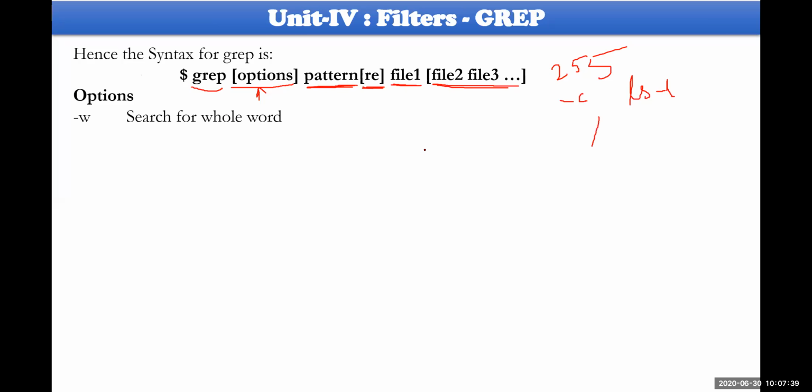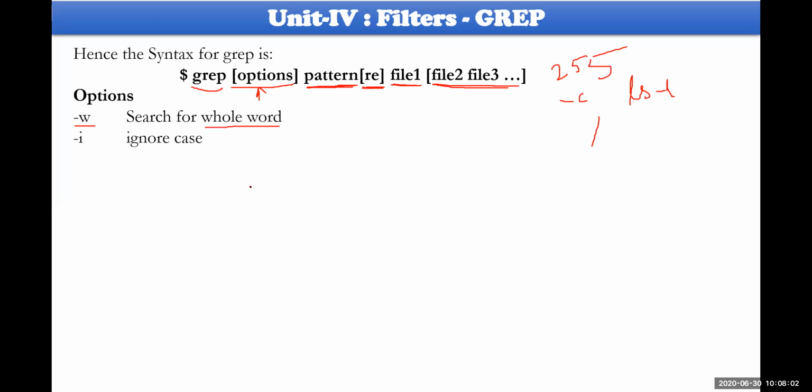Look at this. There are so many options, approximately 26, but I am going to discuss only a few of them, because these are the most probable options used by people. So, -w. The -w option searches for a whole word.